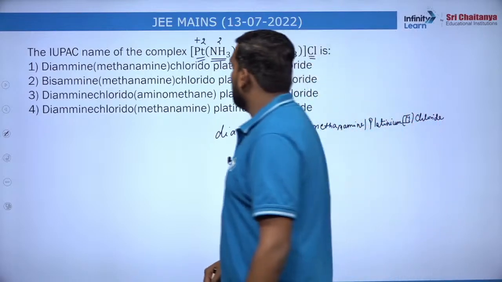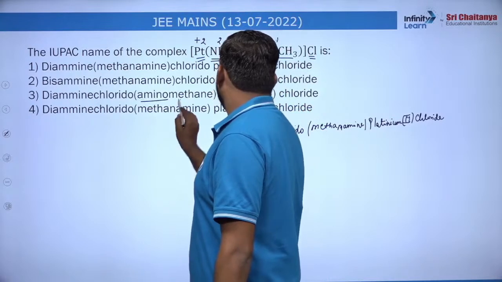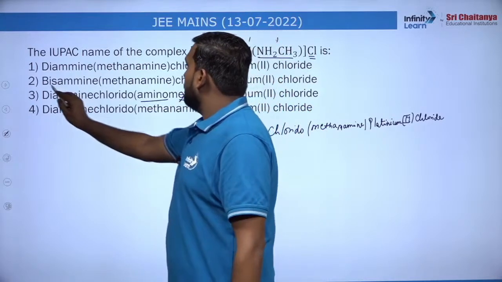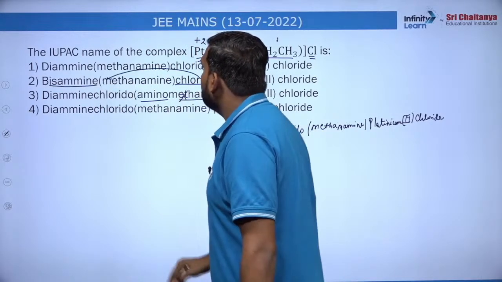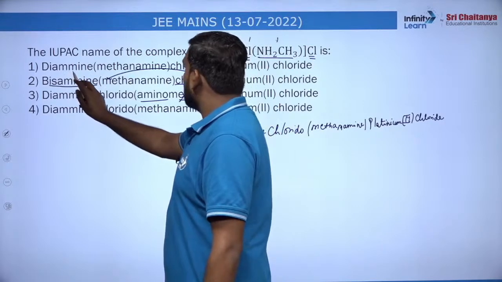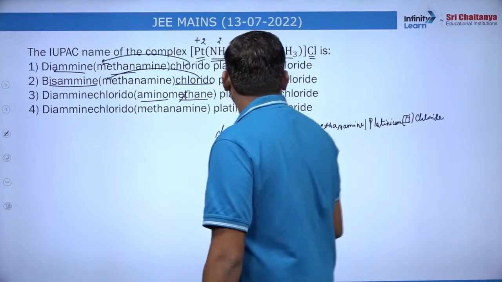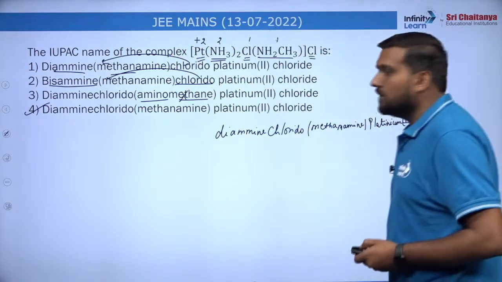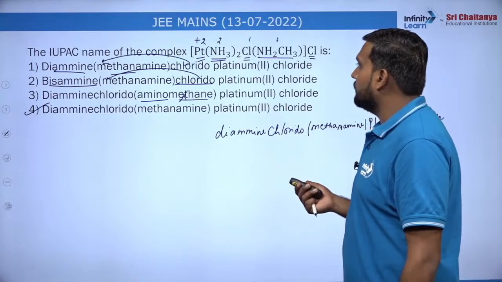Let's find the correct option matching it. This is incorrect because it's aminomethane, which is not the correct nomenclature. Bisamine chloride, sorry, chlorine will come here alphabetically. Next is diammine methylamine, the same mistake is there. And option number 4 is actually correct. So this is how you find the nomenclature of IUPAC compounds.